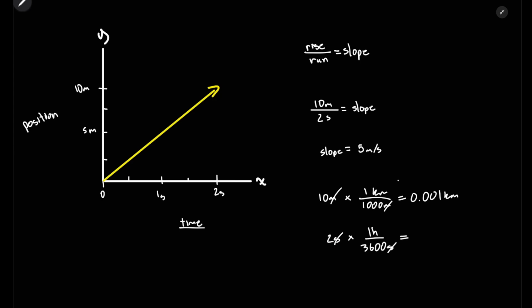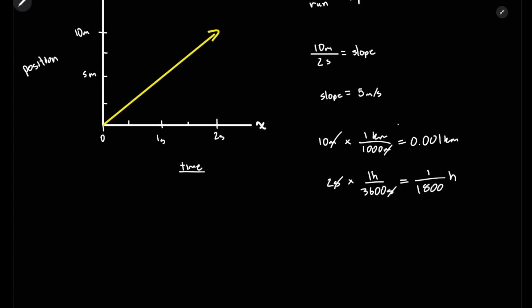And it's going to give us a really long decimal. So I'm just going to do 2 over 1 over 1,800. And then our units for this would be hours. So we have this many hours and this many kilometers. And then what we would do is we would just do the same exact calculation as we did up here.